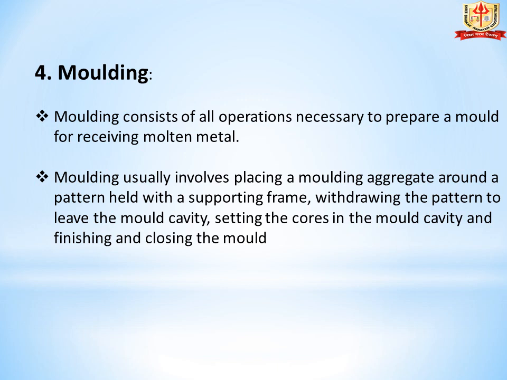Fourth step is molding. First point, molding consists of all operations necessary to prepare a mold for receiving molten metal. Second point, molding usually involves placing a molding aggregate around a pattern held within a supporting frame, withdrawing the pattern to leave the mold cavity, setting the cores in the mold cavity, and finishing and closing the mold.